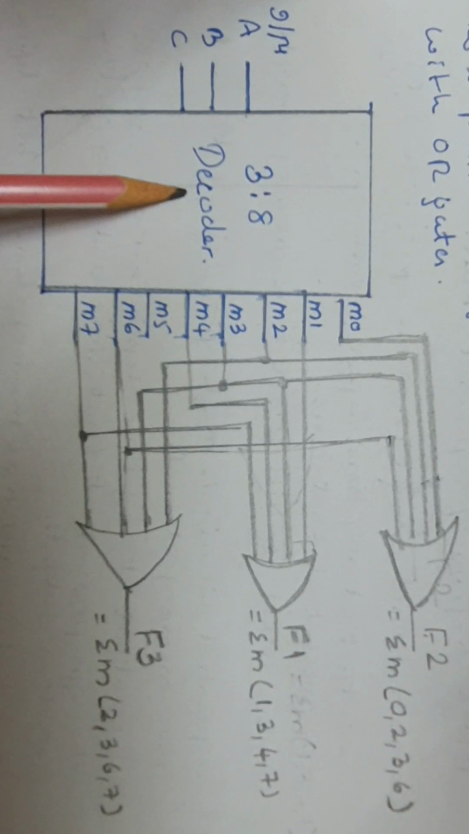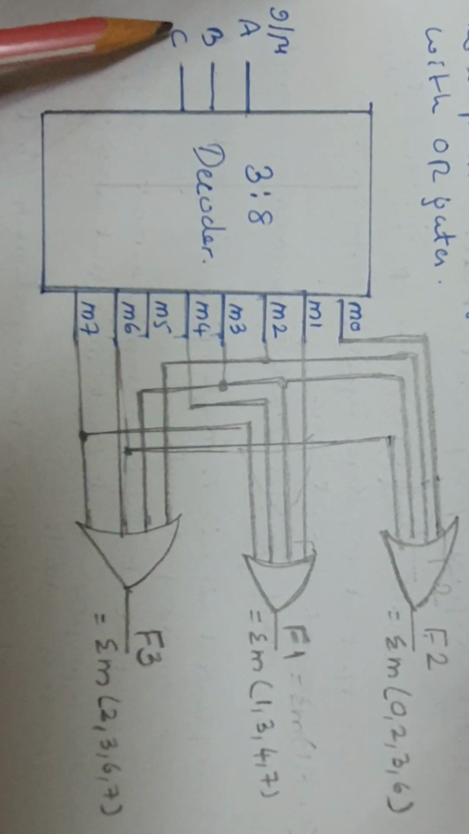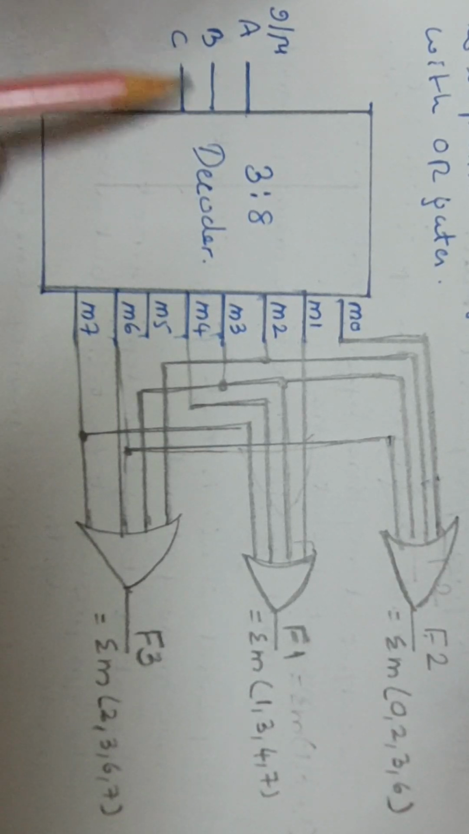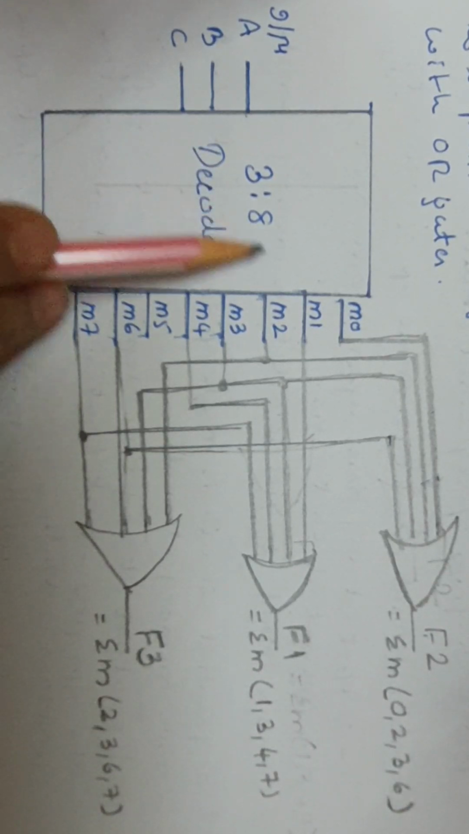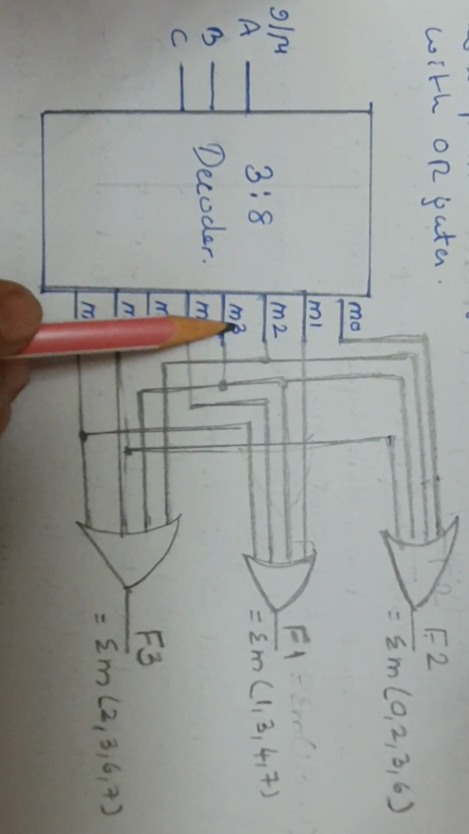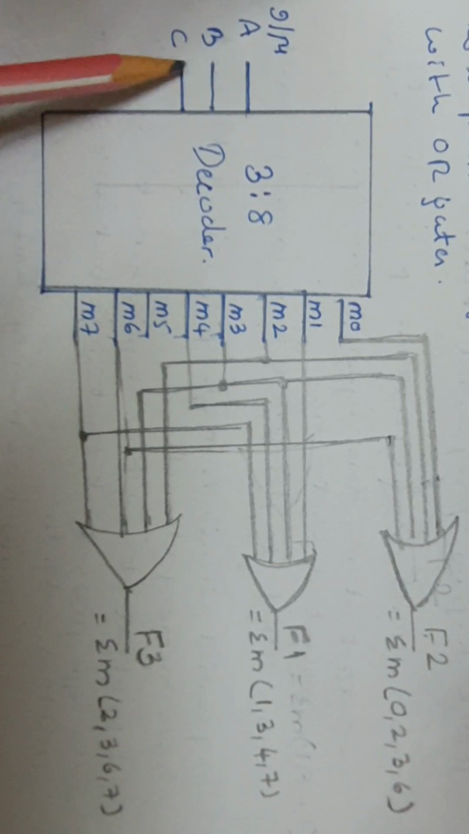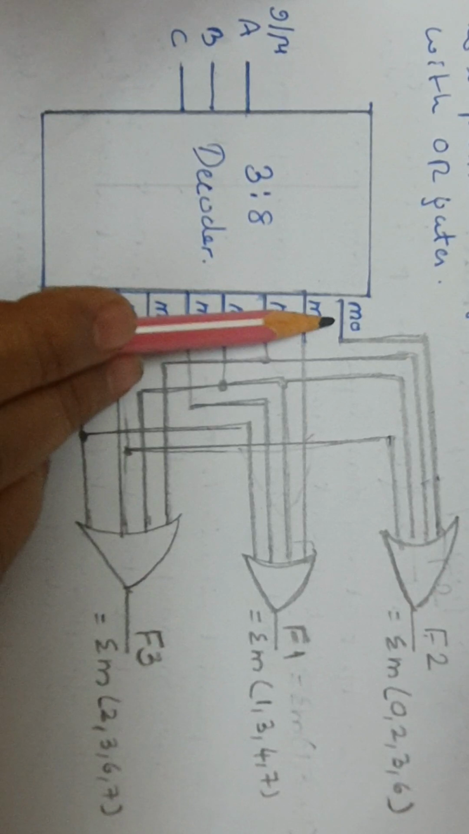A 3 to 8 decoder is taken. The input variables given in the function are A, B, C. They are marked here. 3 inputs and 8 output lines, which are the minterm lines M0, M1, M2, M3, M4, M5, M6, M7. Right? So, when A, B, C are 0, 0, 0, this M0 will be asserted active.